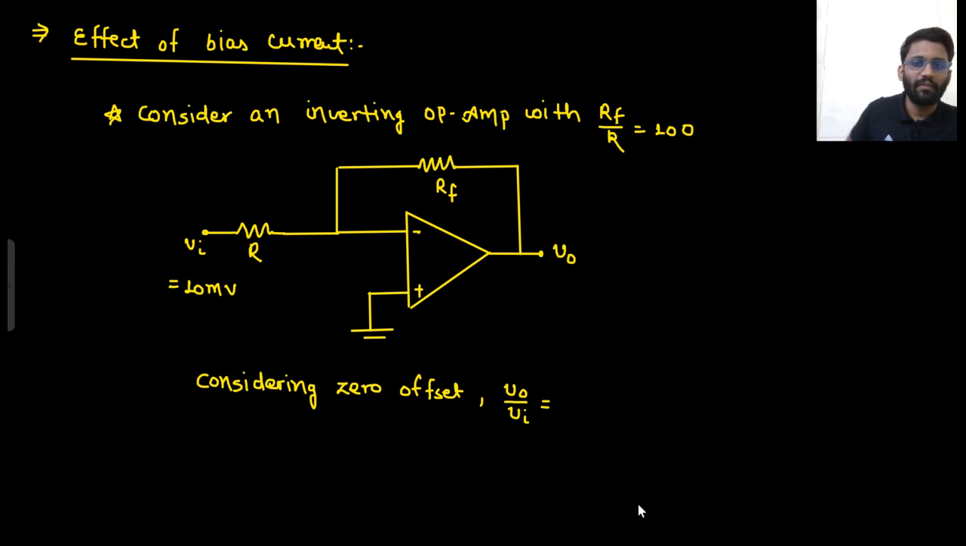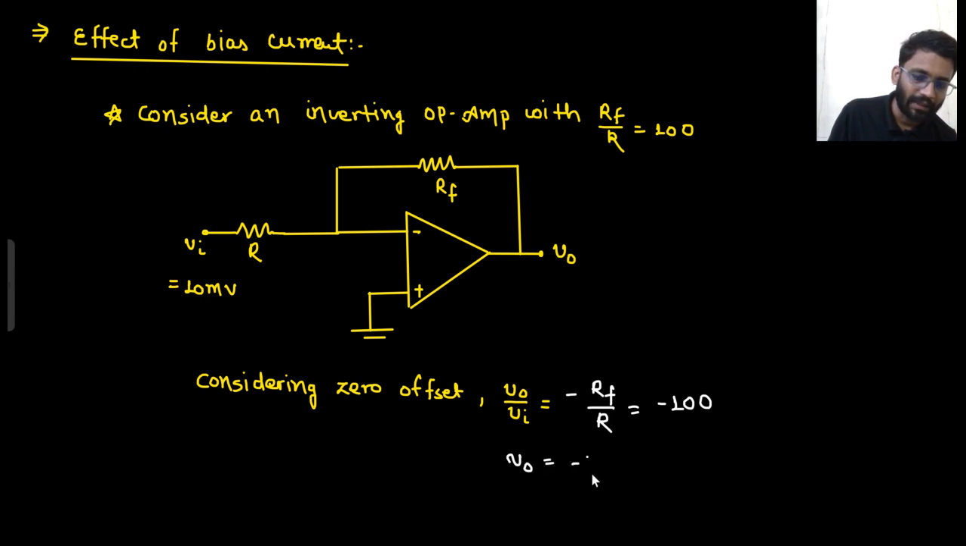So this is the question given. We are seeing the effect of bias current. Considering a non-inverting amplifier, the same question is there. What will be your output voltage? Minus RF by R. There is no offset now. There is no offset current. There is no offset voltage. So the ideal case is there, which we have already solved. So what was the output voltage you were getting? Minus 100 into 10 millivolts. So you would get 1 volt at the output.